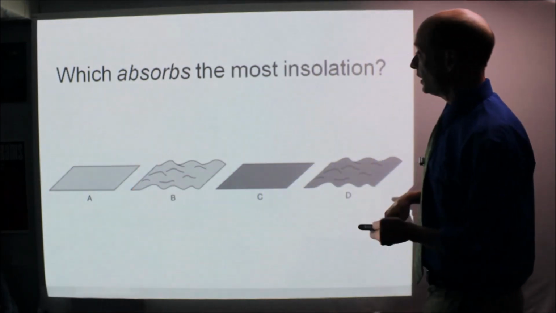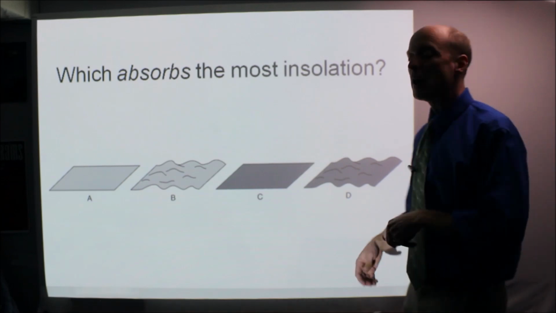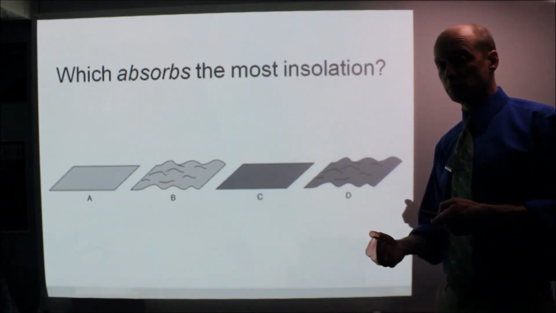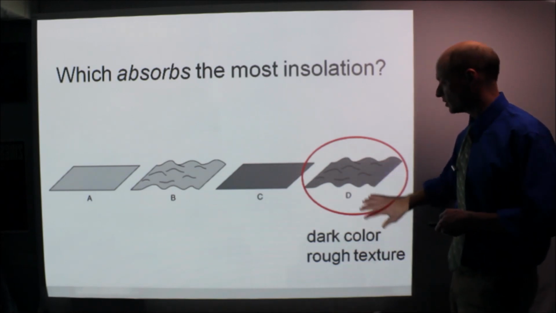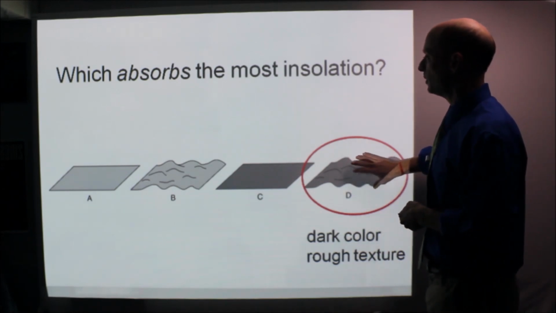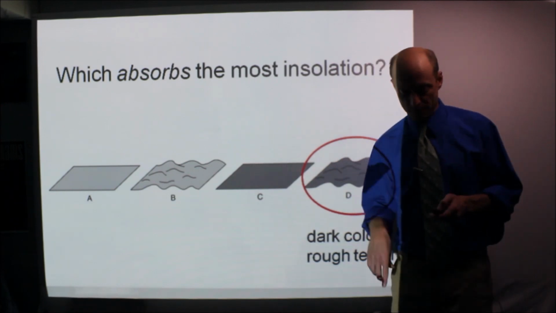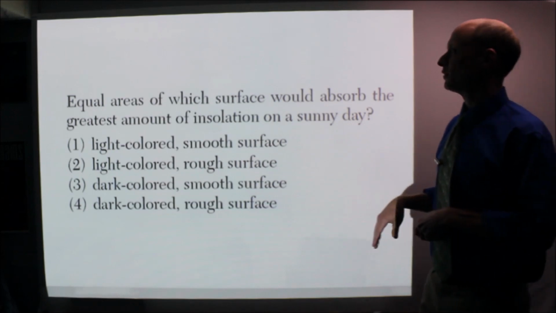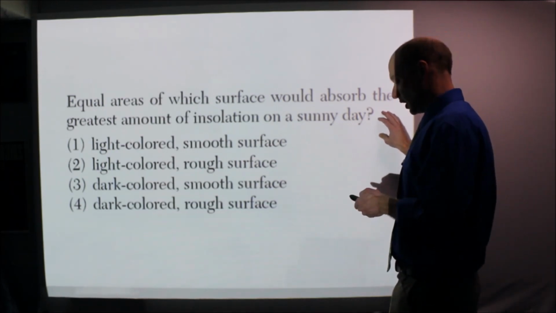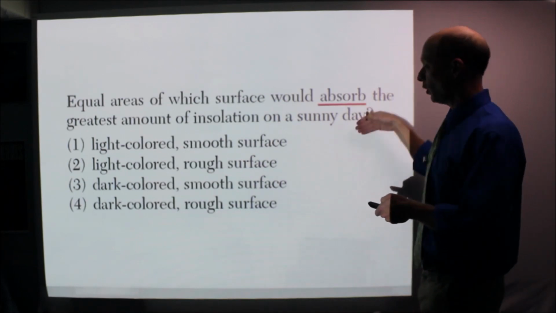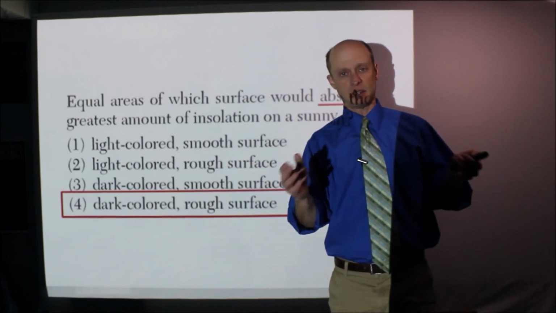So the next question is, of these same materials, which will absorb the most insolation? And you probably know that dark colors are going to absorb more sunlight, but it's also the rough texture. Dark color, rough texture are necessary for absorbing more radiation, in this case insolation, meaning sunlight. Know it. And here's the question for an example. Equal areas of which surface would absorb the greatest amount of insolation on a sunny day? Keyword being absorb. Therefore, we're looking at dark colored rough surface.